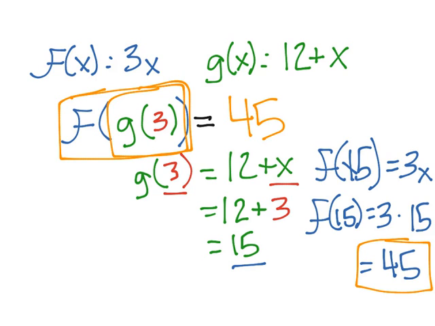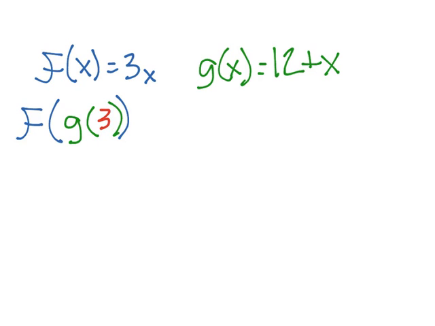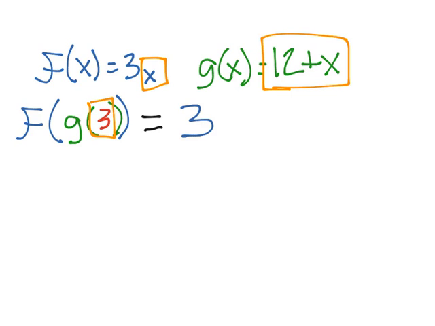Let's examine the second method. The second method involves building a single equation to solve the problem. In this case, f of g of 3, we're inserting the value 12 plus x into the function f of x, replacing the x value. We'll then evaluate it for the number 3. So, f of g of 3 can be rewritten as 3 times our value of g, which is 12 plus x.